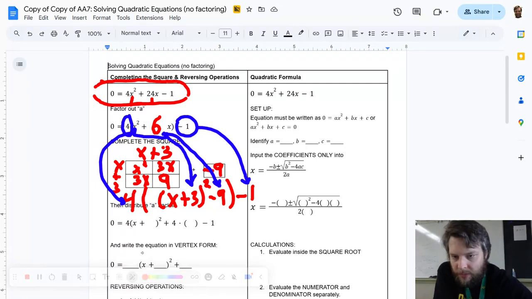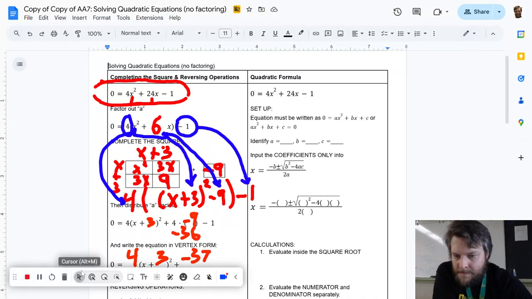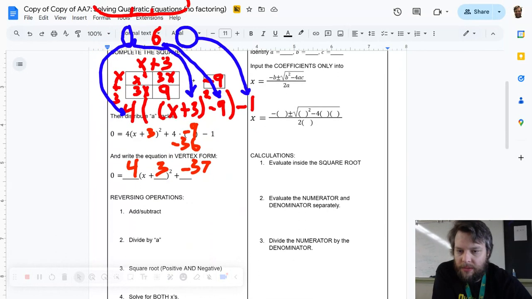Then we distribute the 4 back in. So there's a 4 in front of the x plus 3 squared. There's a 4 times negative 9. So that means we have negative 36, 4 times 9. So when I write it in vertex form, I've got 4 times x plus 3 squared and negative 37. Now you've gotten it written in vertex form.